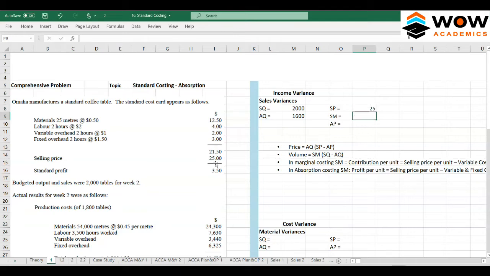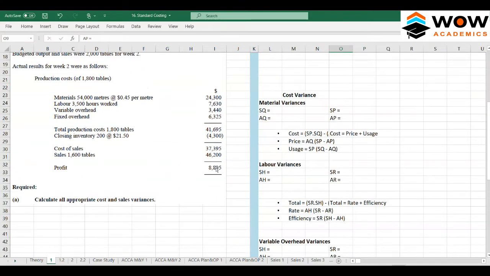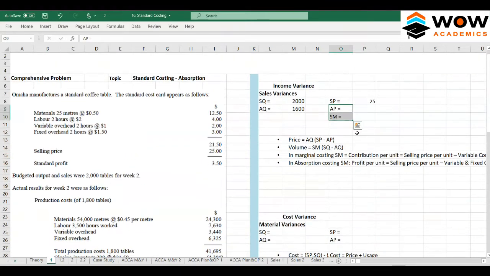At what price did they sell? They sold at this number, 46,200 for 1600 tables. It's not given directly, so we have to find it out. 46,200 divided by 1600. The value you get here should be similar to the 25. It should not be way different. Their actual price is way higher. So that's about AP.